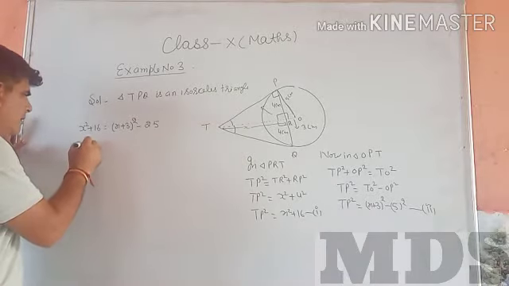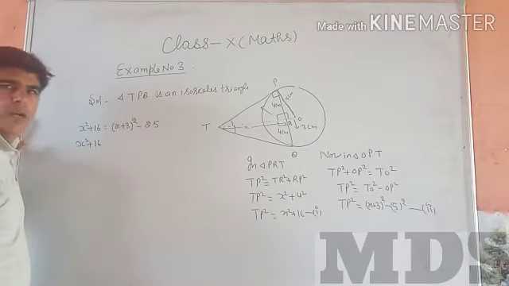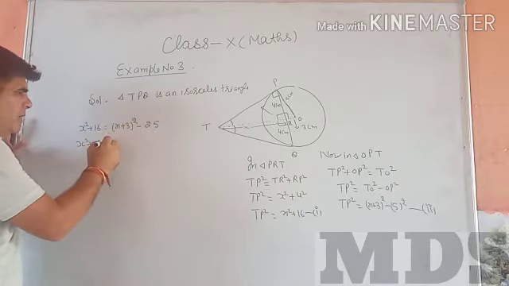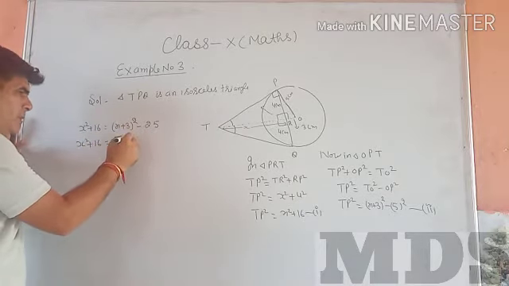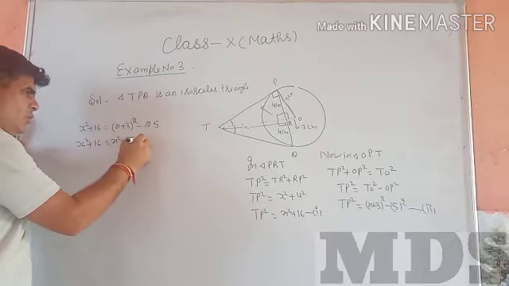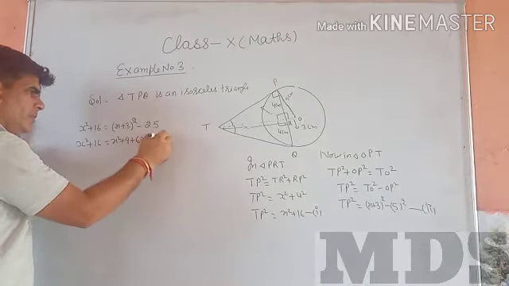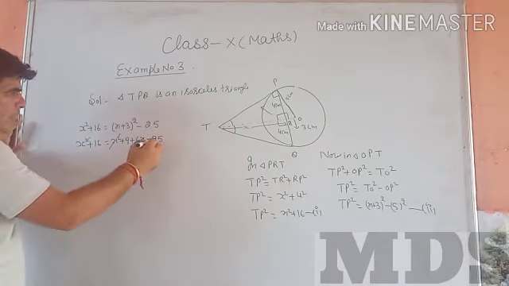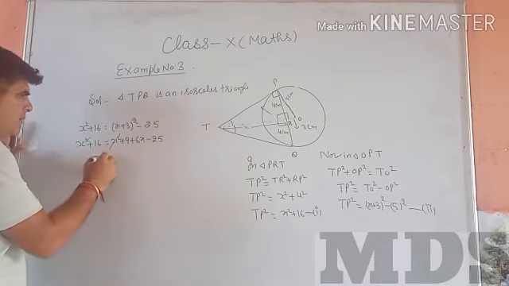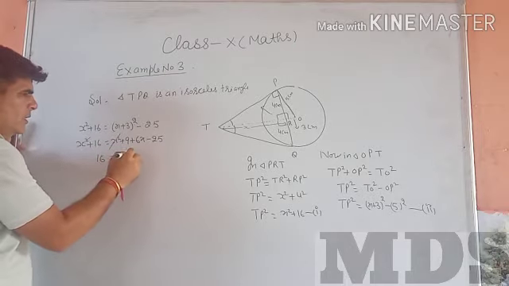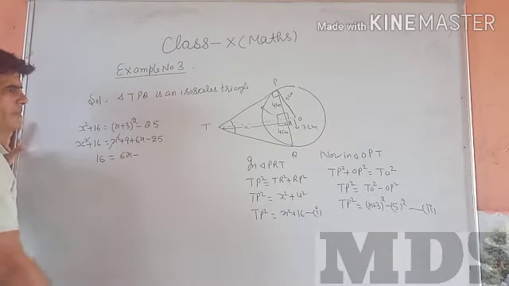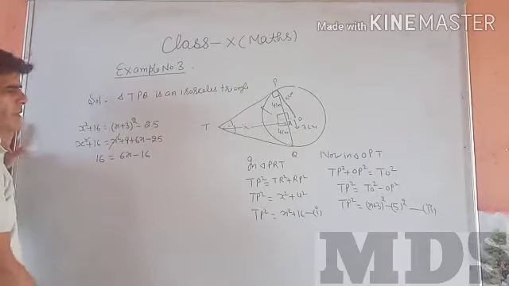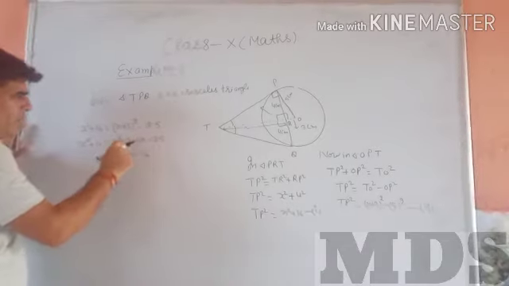So x square plus 16. Up to here understood? No problem, I think. a square plus b square, a square plus a plus 2ab minus, this cancels this. This 16 equals 6x minus 16. Yes or no? 25 minus 9 is 16.